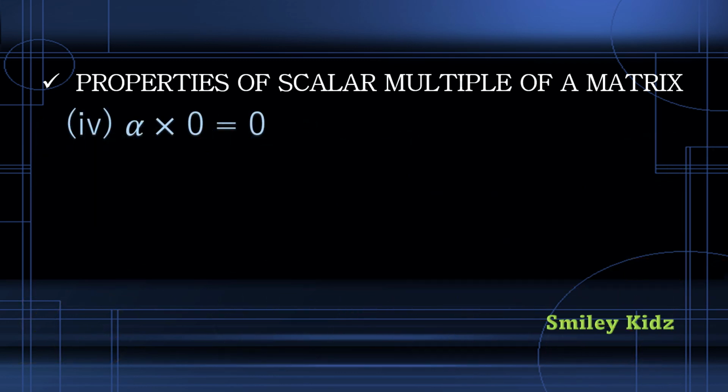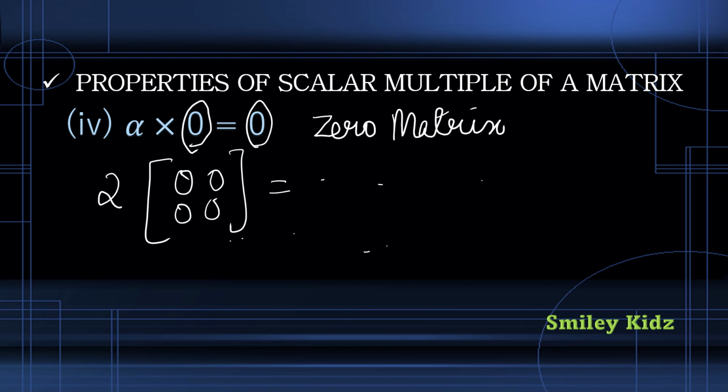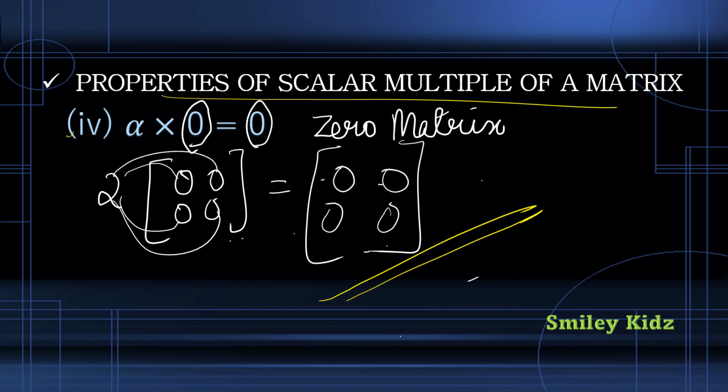Now if you have a look, this is something very easy again. Here whenever I'm talking about 0, again I'm reminding you I'm talking about 0 matrix. Alright. Now if I have 2 into 0, 0, 0, 0, then you're going to multiply 2 with each element. Then that's simply nothing but 2 into 0 is 0, 2 into 0 is 0, 2 into 0 is 0, and 2 into 0 is 0. So this is the 0 matrix. This is the fourth property of the scalar multiple of a matrix.